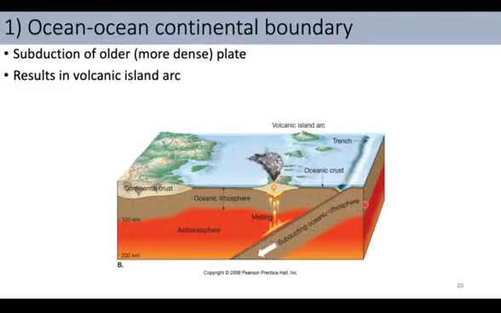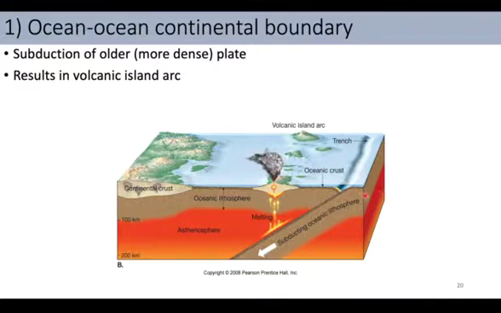But what you should remember is that this oceanic crust is sinking down. It's going to increase in pressure because now it's underneath all of this other material, and also it's going to heat up. So this material is going to melt, and since it's melting, that means it is a liquid. Liquid is going to be much less dense than the solid material around it. So it's going to rise up through the overriding plate.